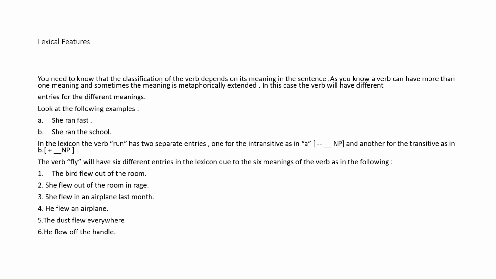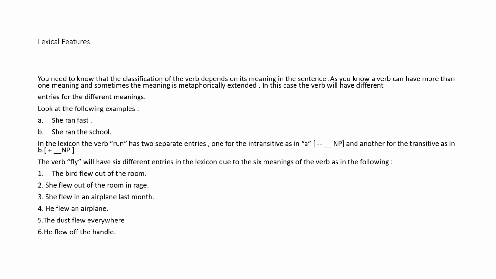So in the lexicon, the verb run has two separate entries. One for the intransitive, as in minus NP. In the first case, she ran fast, because fast is an adverb, not an object, therefore it is intransitive, minus NP. And another for the transitive, as in plus NP, this is the position for the verb. So it is transitive, she ran the school.